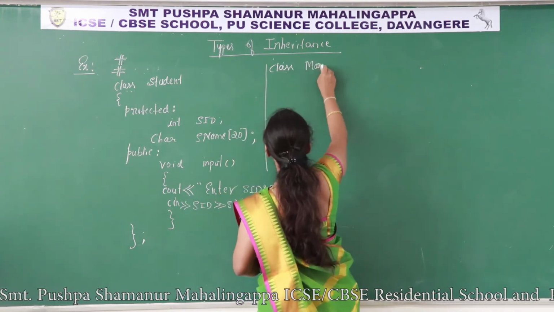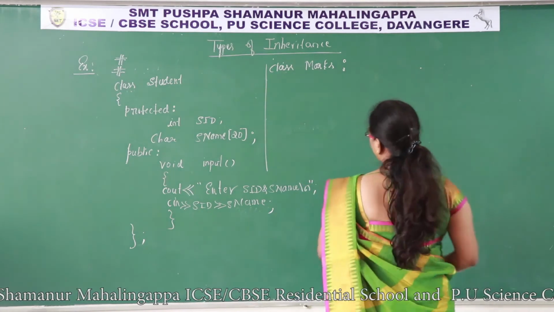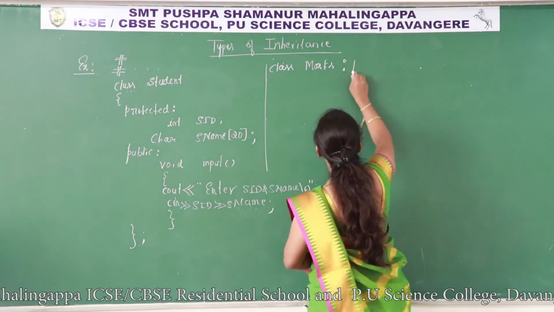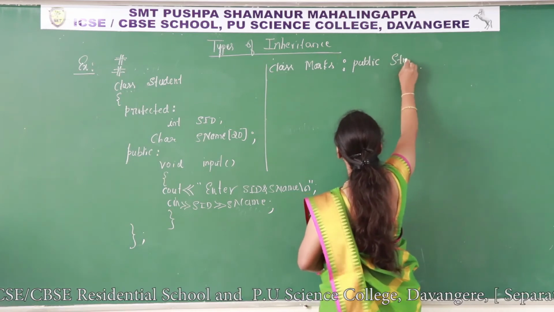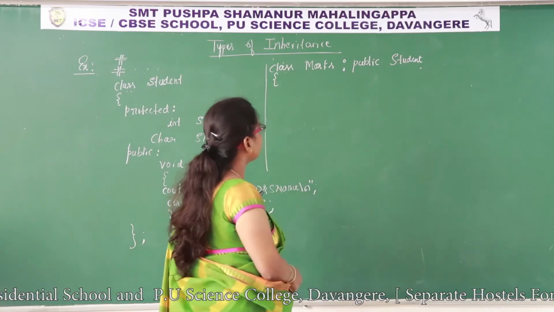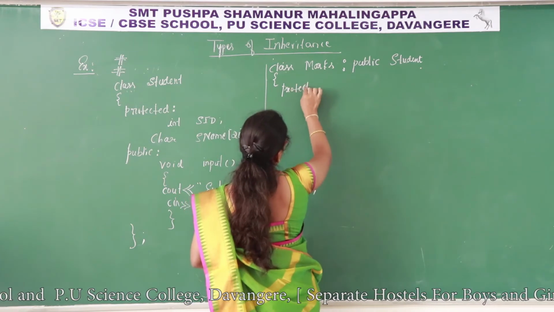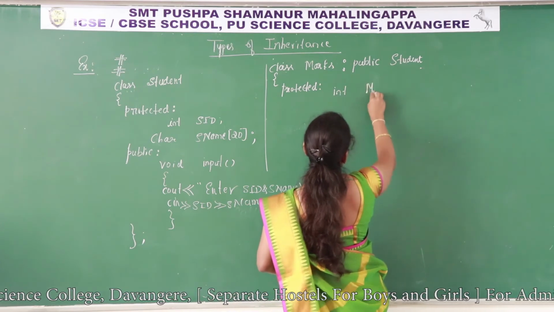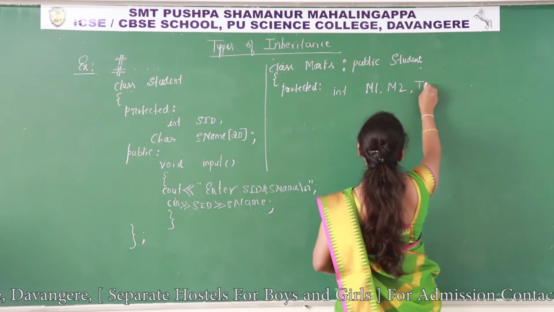Marks colon. To demonstrate the type of inheritance, I'll take public visibility mode. Public, what is the base class name? Student, open flower bracket. Here I'll take members, I'll take protected members here. Int marks 1, marks 2, two subject marks, and total.